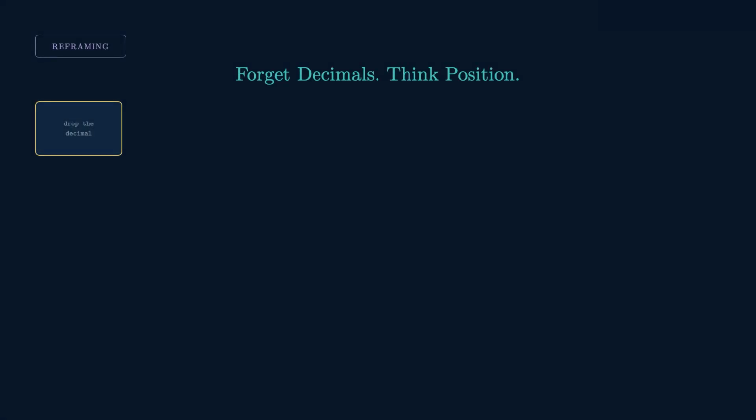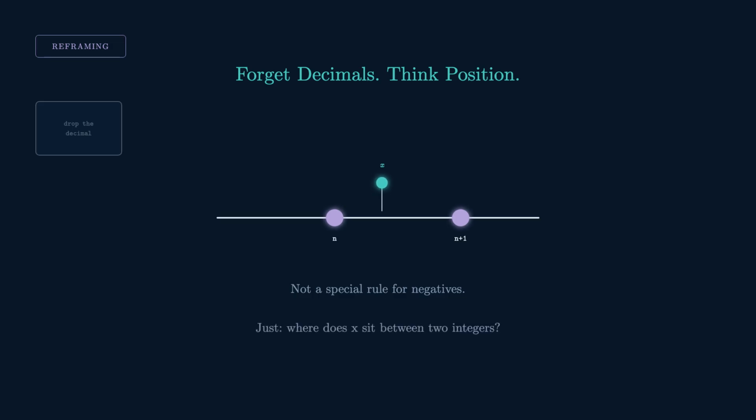Here's the fix, and it's not what you'd expect. Don't memorize a special rule for negatives. Throw out the decimal thinking entirely. Every one of these 5 functions is asking the exact same thing: where does x sit between 2 consecutive integers? Once you picture that, the negative case stops being special at all.